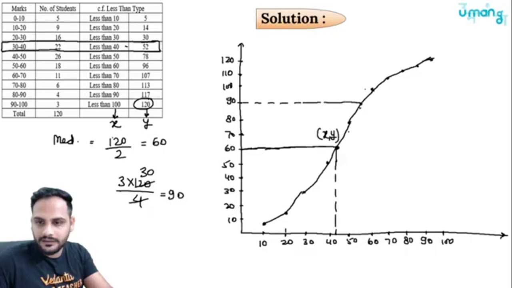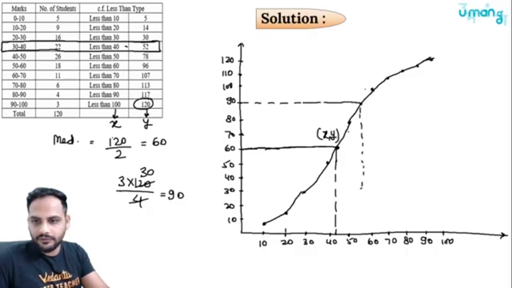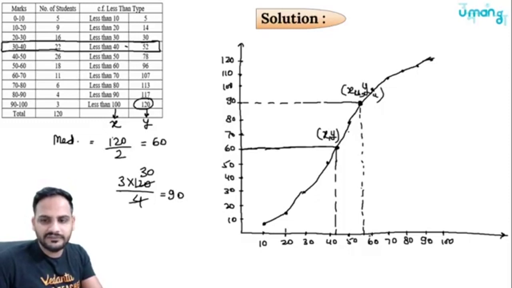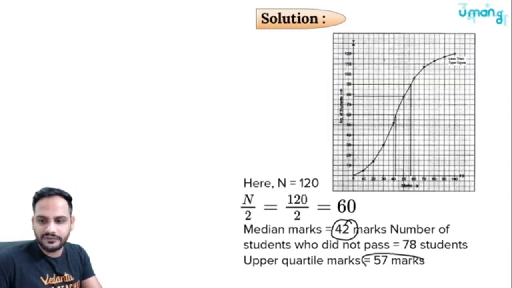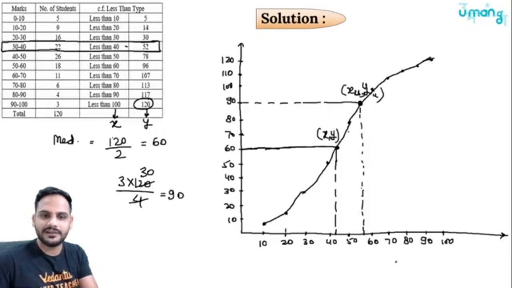draw a line parallel to the x-axis and drop the perpendicular, whatever is the x coordinate. So here the x coordinate of this point, the upper quartile, let's say (xu, yu). Whatever is the x coordinate, you can see it is between 50 to 60. So it is showing 57 marks. As simple as that. Got it?